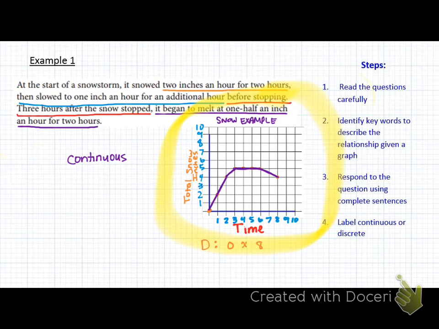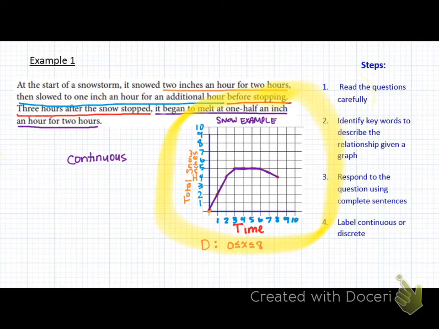Then you put x in the middle because it's the x-axis, and you put less than or equal to here, and less than or equal to here. And what that's saying is that time, which is x, is going to be greater than or equal to 0, but it's also going to be less than or equal to 8. Okay? Does that make sense?